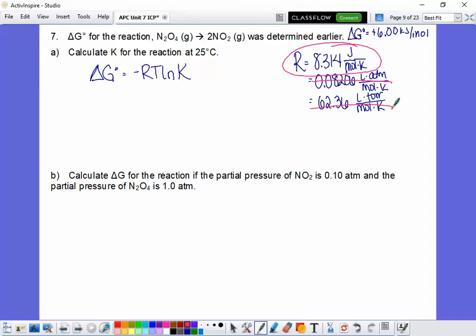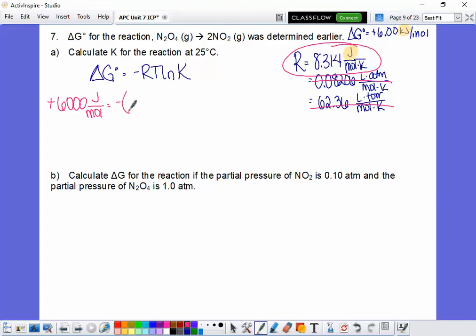All right, so now we're ready to plug things in. Also, notice that our R value has units of joules per Kelvin mole, but our delta G is kilojoules per mole. So we have to convert. We either have to convert the R to kilojoules per Kelvin mole or convert the delta G to joules per mole. Does it matter which one? Nope. You want to calculate the delta G? So do I. What's the delta G in joules per mole? Yep, 6,000.